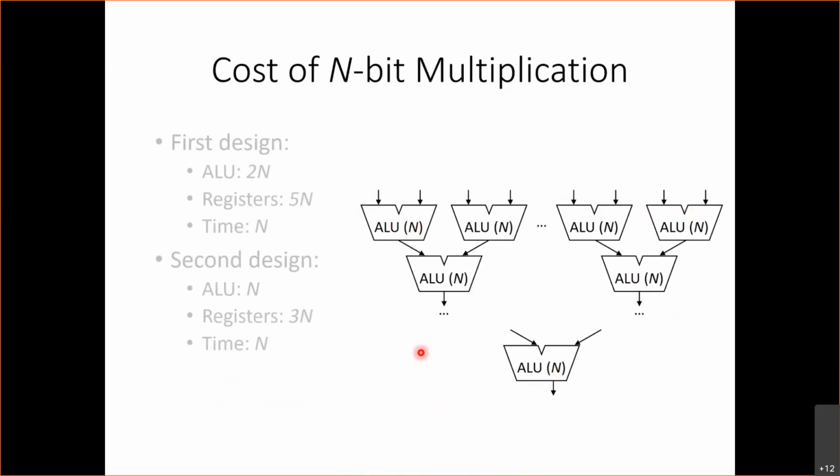This was the cost for the first and second designs. For the third design, how many ALUs do I need? I need n minus 1 ALUs. That's n over 2 plus n over 4 plus n over 8 plus n over 16, etc. And each of these ALUs is going to be n bits wide, so the ALU cost is going to be n times (n minus 1) 1-bit ALUs.